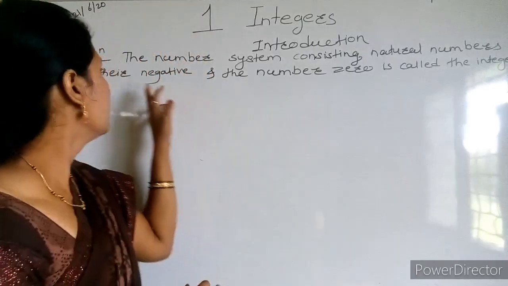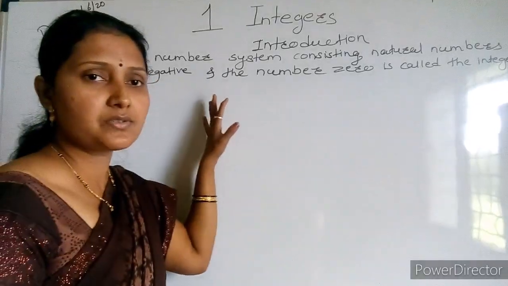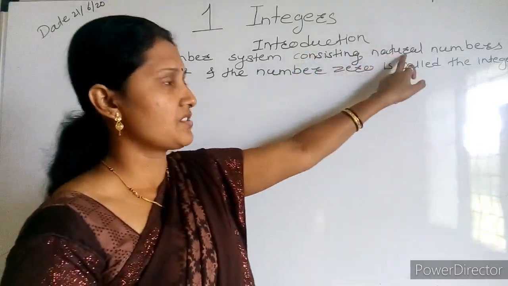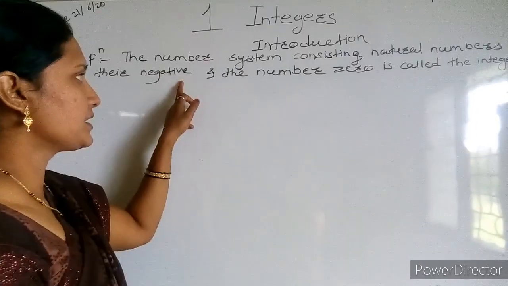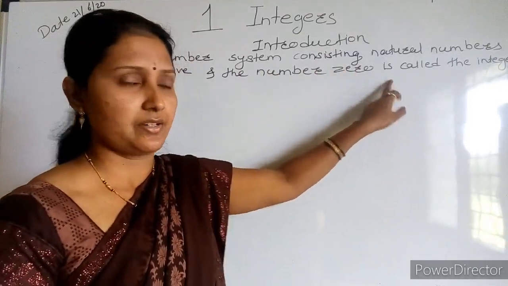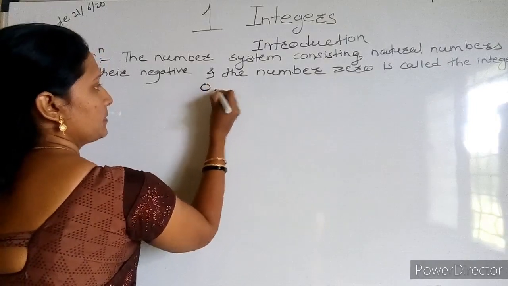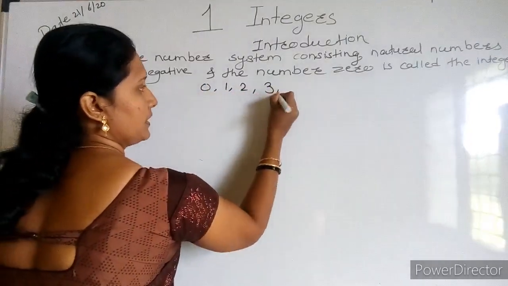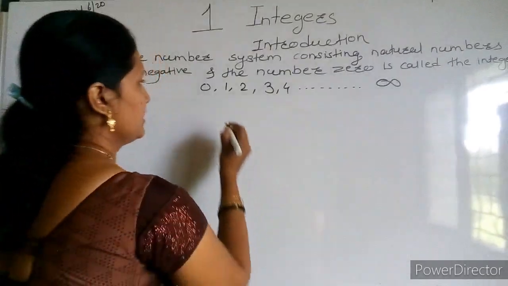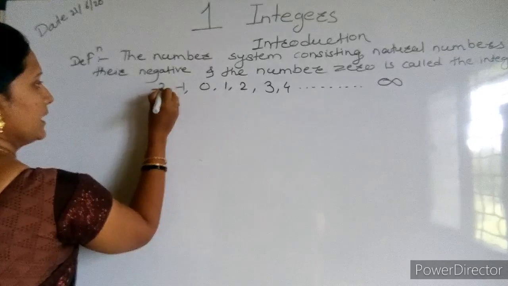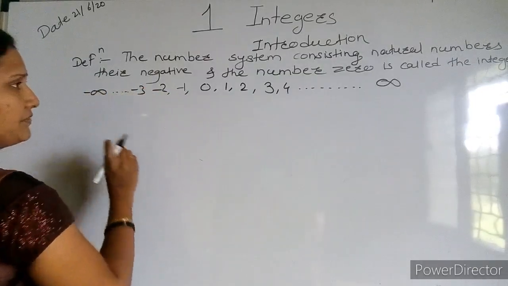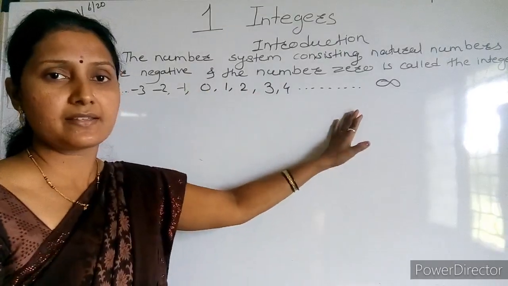Now, what are integers? The number system consisting of the natural numbers, their negatives and the number 0 is called the integers. That means 0, 1, 2, 3, 4 up to infinity, and -1, -2, -3 down to minus infinity. These numbers are called integers.